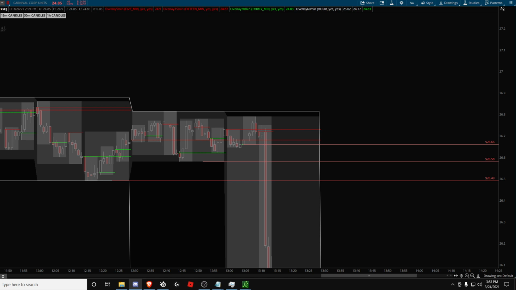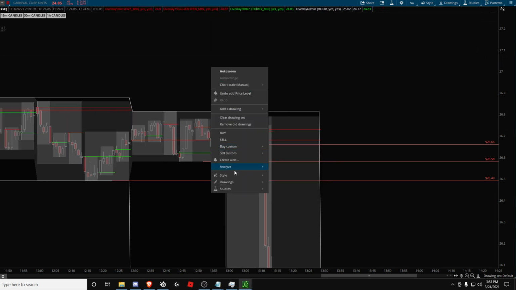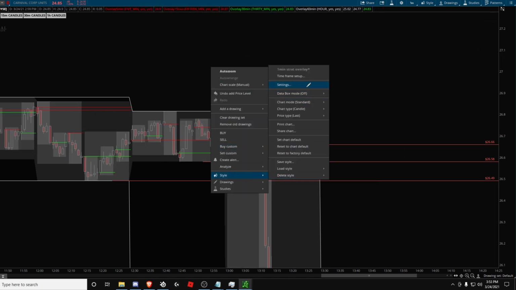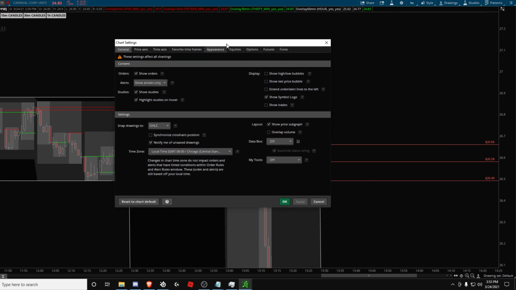Okay, and then also, this is something you guys need to know. If you're on Thinkorswim, not sure how to do it on other platforms, but you go to settings on your chart. I don't think it's actually going to show up. You guys might get disconnected from the stream, so let me share my screen. Sorry, just give me a second.